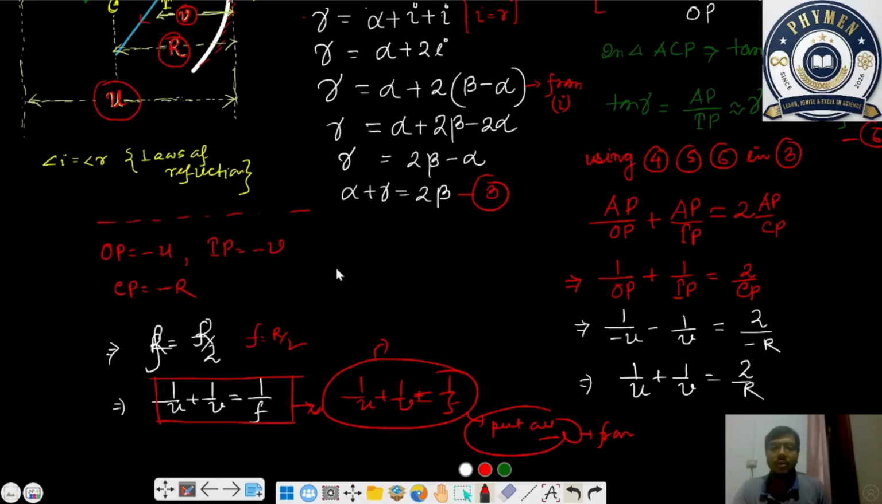In the next video, I will derive the mirror formula by using the convex mirror.